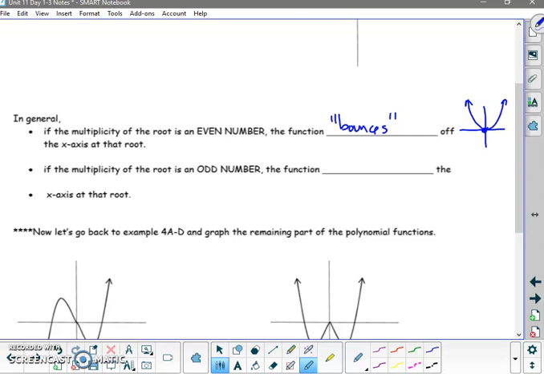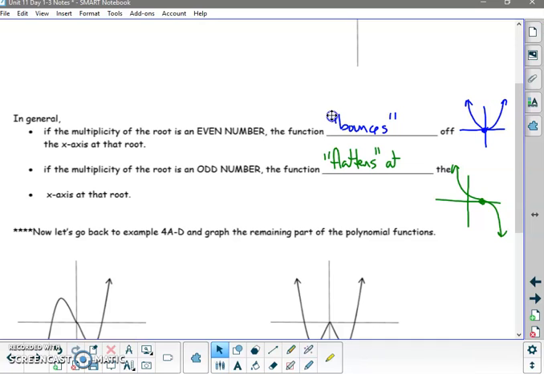If the multiplicity of the root is an odd number, the function flattens at the x-axis at that root. So if you have, let's say, a triple root here, the function flattens out. So we say the concavity changes. All right, so now what we're going to do in the next day of notes, next lesson, is we are going to graph and put all of this stuff together, including the multiplicity of roots.